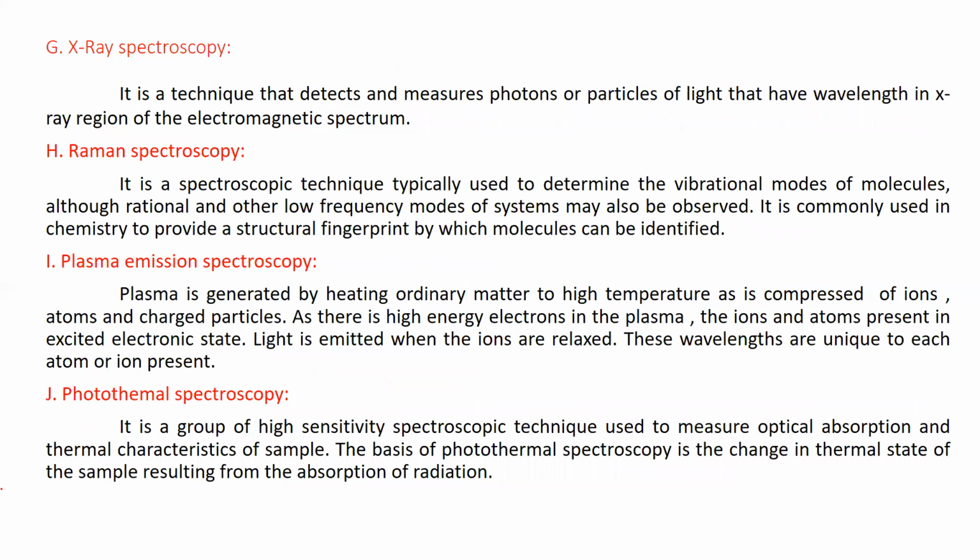And next one is X-ray spectroscopy. It is divided into three types: X-ray absorption spectroscopy, X-ray diffraction spectroscopy, and X-ray crystallography. It is a technique that detects and measures photons or particles of light that have wavelength in the X-ray region of the electromagnetic radiation. Electromagnetic radiation, in short form, we can call it as EMR.